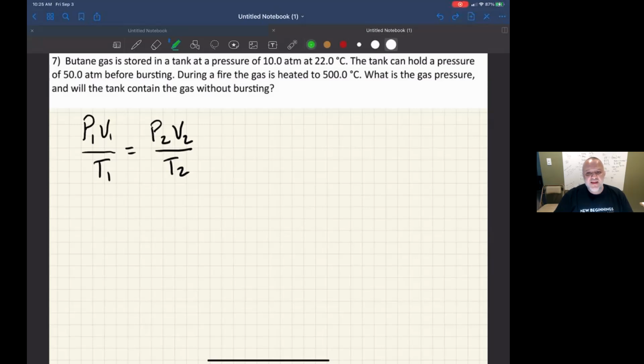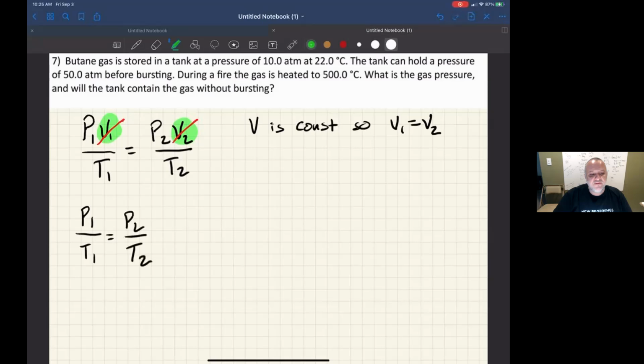Now, let's take a look at the problem. What's the problem telling me? It's telling me that it's in a tank. If it's in a tank and the tank doesn't change its volume, then the volume is constant. That means that V1 and V2 are the same value. And if they're the same value, then in the combined gas law, they'll cancel out. So that allows me to simplify the equation a little bit to P1 over T1 equals P2 over T2.